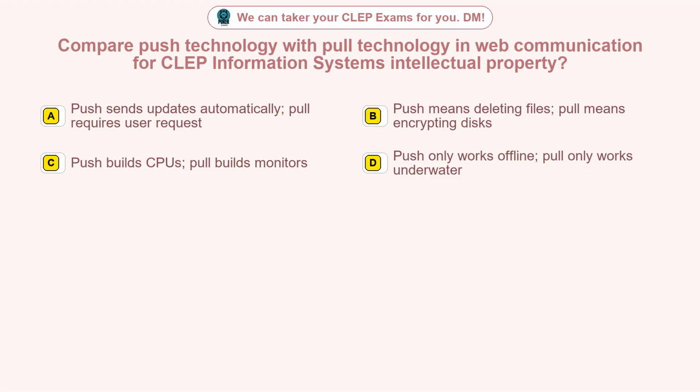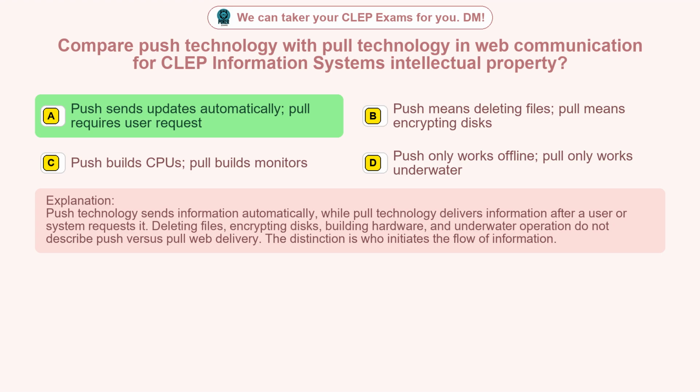Question 30. Compare push technology with pull technology in web communication for CLEP Information Systems intellectual property. Option A. Push sends updates automatically, pull requires user request. Option B. Push means deleting files, pull means encrypting disks. Option C. Push builds CPUs, pull builds monitors. Option D. Push only works offline, pull only works underwater. The correct answer is option A. Push sends updates automatically, pull requires user request.